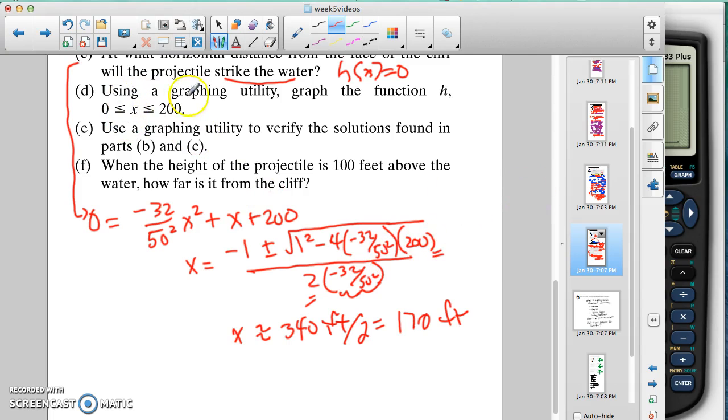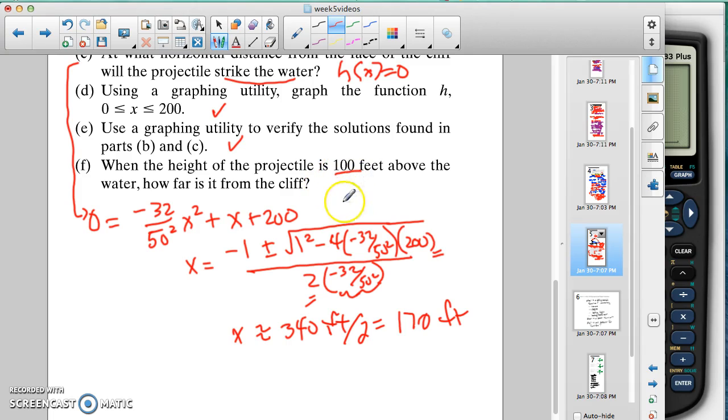Now it says using a graphing utility, graph the function from 0 to 200. We did that, we can check that off. And we verify the solutions. We actually helped verify the solutions and caught our mistake of not dividing by 2. It says, when is the height of the projectile 100 feet above the water, and how far is it from the cliff?